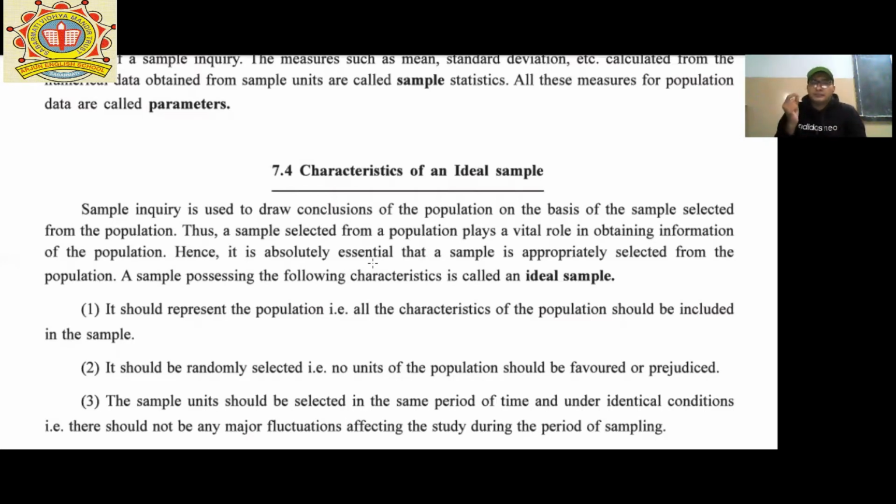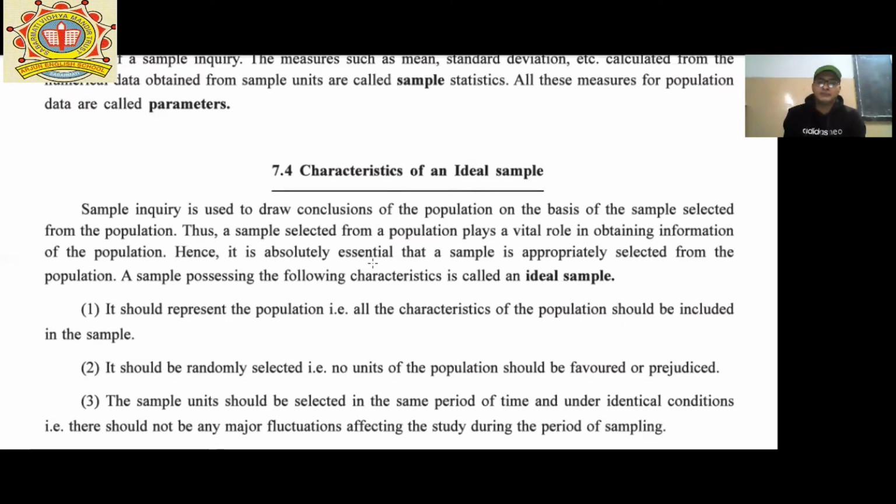But please concentrate here. The sample that I have selected is most important because it represents all the population. If I select the wrong sample, then it misleads the whole population. Okay? Hence, it is absolutely essential that the sample is appropriately selected from the population.